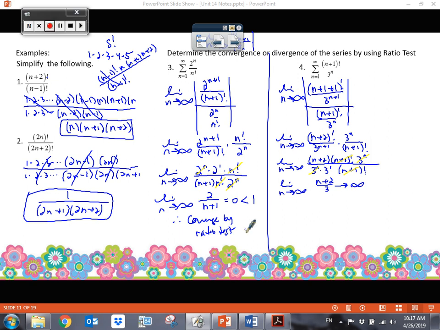Okay, so I know this is crazy. Is infinity bigger or smaller than 1? It is definitely bigger, right? So it's bigger than 1. So therefore, what can we say? It diverges. It diverges by ratio test. Isn't that so fun? All right. Are we doing okay? All right.